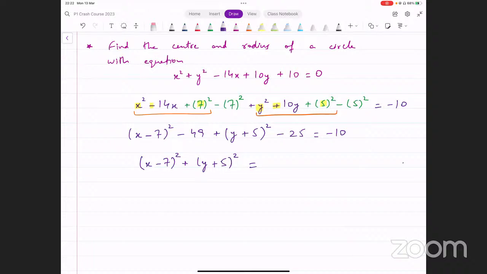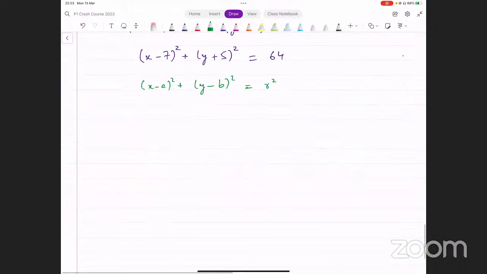So that's 74 minus 10. That gives you 64 on the other side. Now you compare with the standard form. The standard form is x minus a whole squared plus y minus b whole squared equals r squared. I can just compare them. In place of a, you have 7. In place of b, you have minus 5. And in place of r, you have square root of 64.